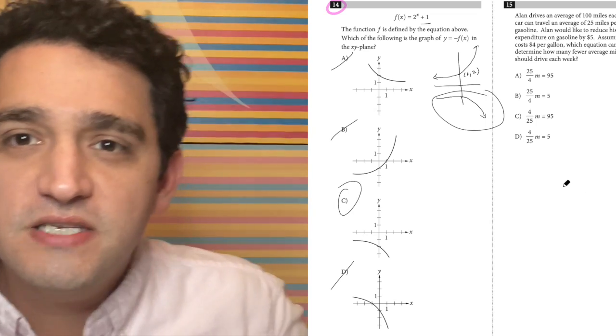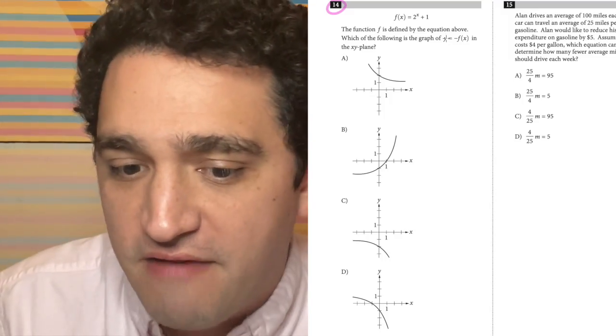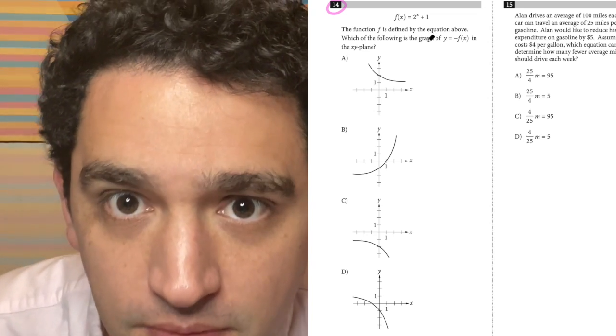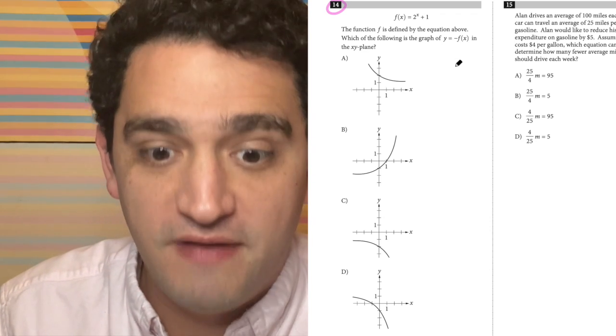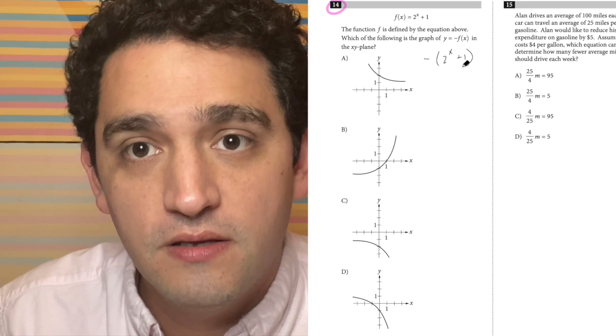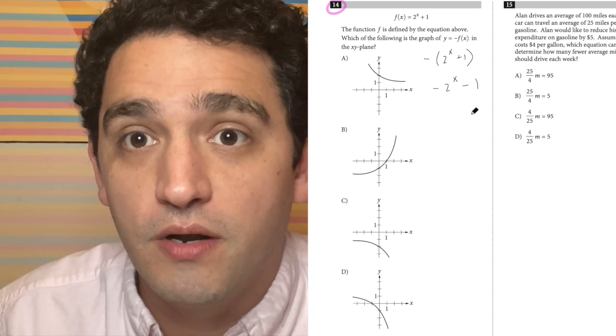But perhaps this question is better taken by the side door method. What if we found negative f of x first? Well, if f of x is 2 to the power of x plus 1, negative f of x would just be negative 2 to the power of x plus 1. Distribute the negative, you get negative 2 to the power of x minus 1.